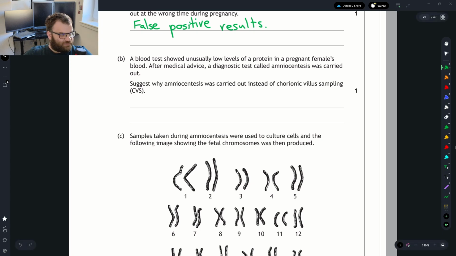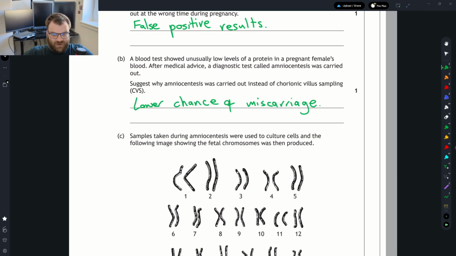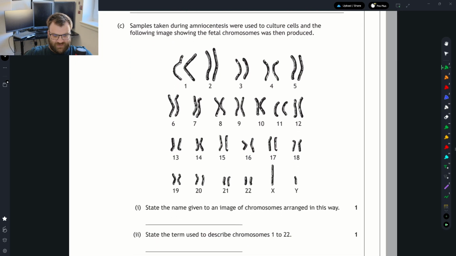They both have their pros and their cons. Amniocentesis has a lower chance of miscarriage. It can also be done later in the pregnancy. The CVS is done earlier in the process. So the miscarriage part would be what I put there.